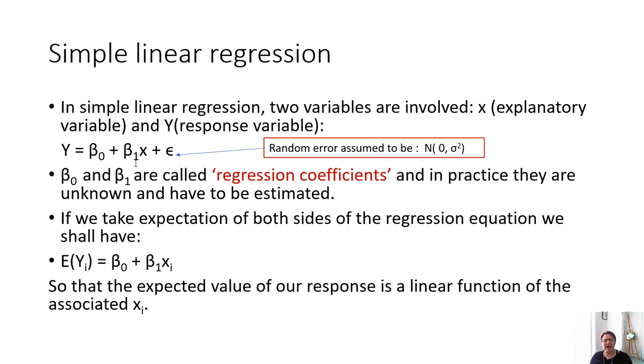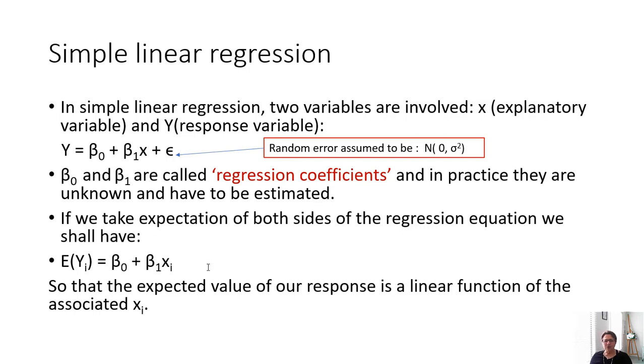Now β0 and β1 are called the regression coefficients, and in practice they are unknown and have to be estimated, because in our set of data we have the x's and the y's, but then we calculate β0 and β1.